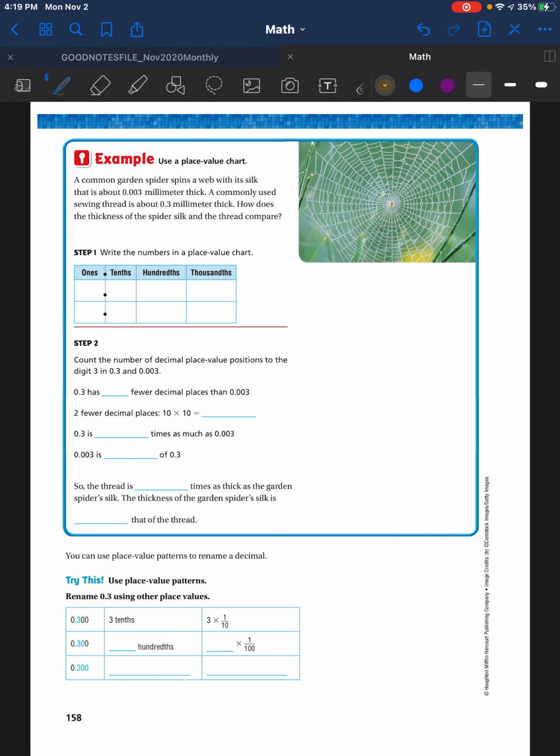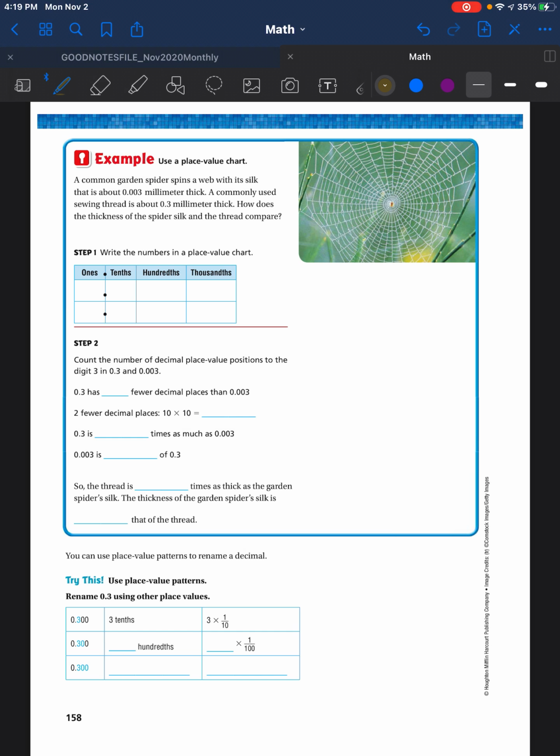All right, let's look at the next one. Example, use a place value chart. A common garden spider spins a web with its silk that is about 3/1000 millimeter thick. A commonly used sewing thread is about 3/10 millimeter thick. How does the thickness of the spider's silk and thread compare? So this time we're actually comparing 2 different numbers.